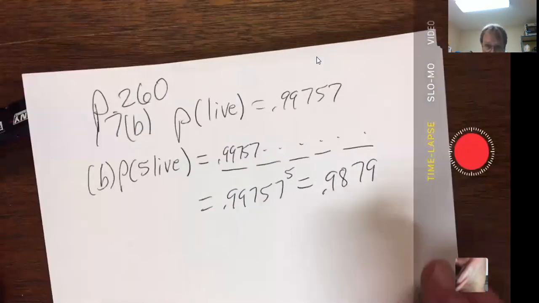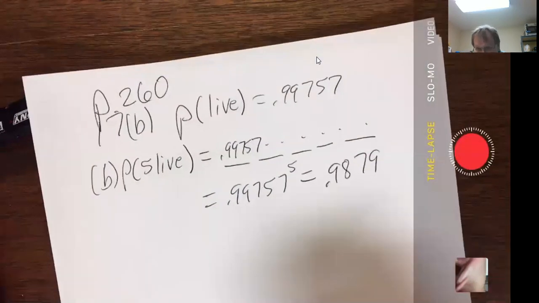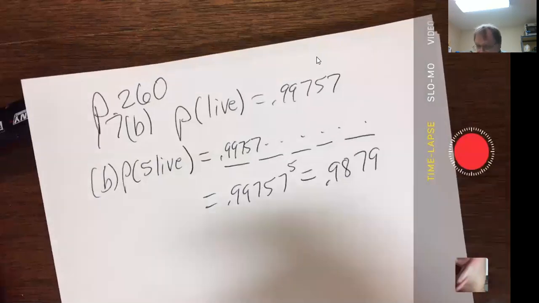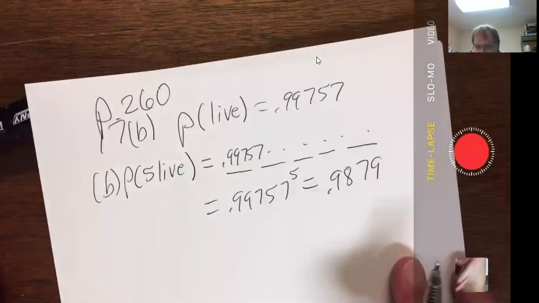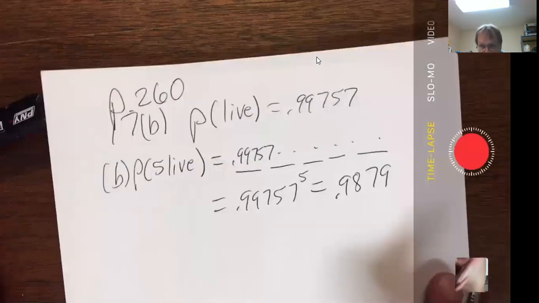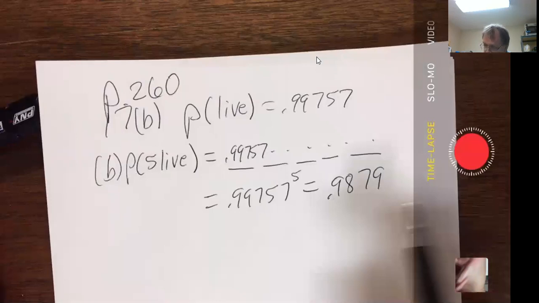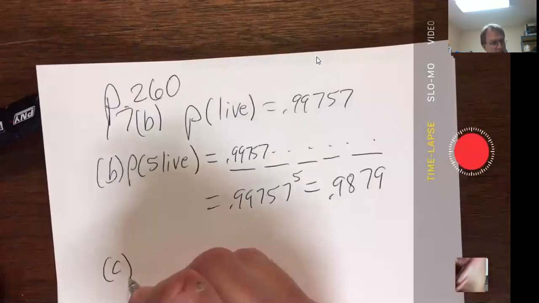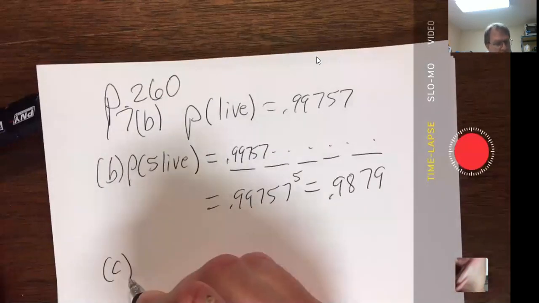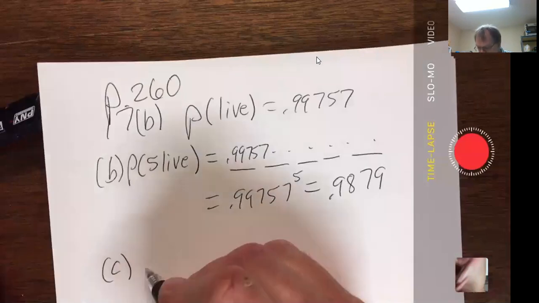Notice it isn't 100%, things can happen. Car wrecks, work accidents, cancer, disease. But that's pretty high probability. Now C is paired. Probability at least 1 will not live.